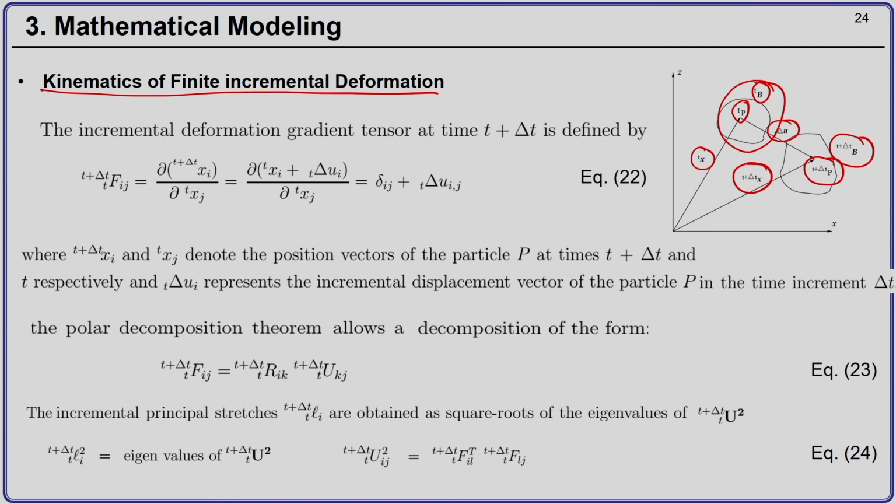Then, the incremental deformation gradient tensor at time t plus delta t will be written as t plus delta t f_ij. Here the lower subscript means we know everything at time t, and the upper subscript t plus delta t means we are going from time t to t plus delta t. Our objective is to determine the state of stress and displacement, or the configuration, at t plus delta t.